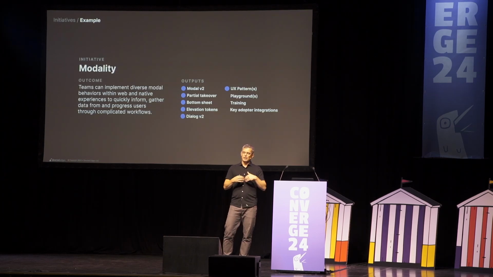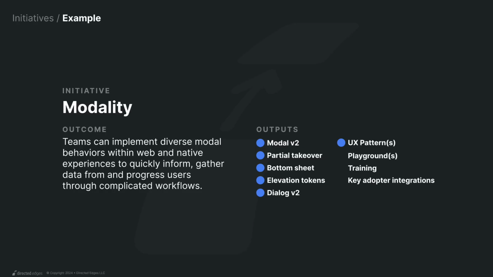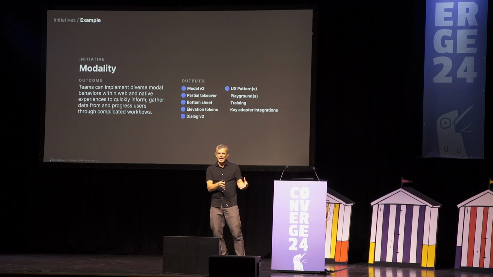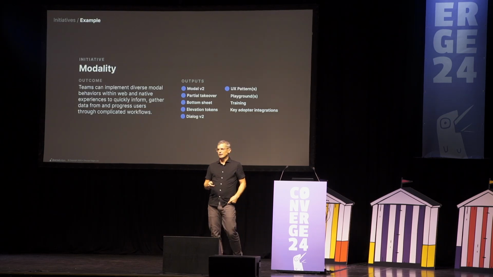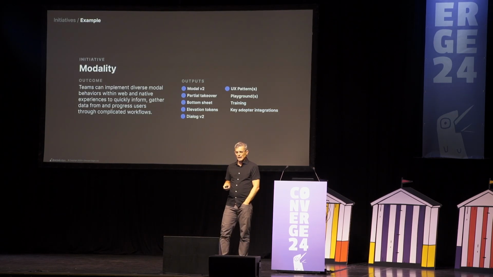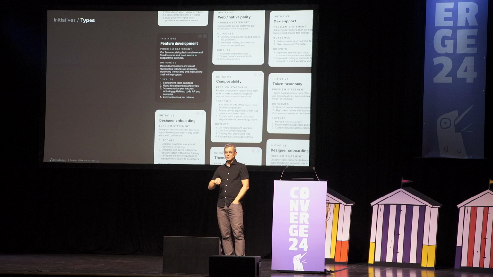And so one of them might look something like, we're going to tackle modality. How do we help teams implement diverse modal behaviors within web and native to quickly inform, gather data, and progress users through complicated workflows? And so the outputs feel like components, modals, partial takeovers, bottom sheets, elevation, etc. This one's definitely going to have some UX patterns associated with it. We're also going to need to produce some playgrounds, have some training, and work with key adopters to get it integrated into a few products to ensure we're doing it correctly. And so from a modality perspective, that's an example of one of many different types of initiatives.